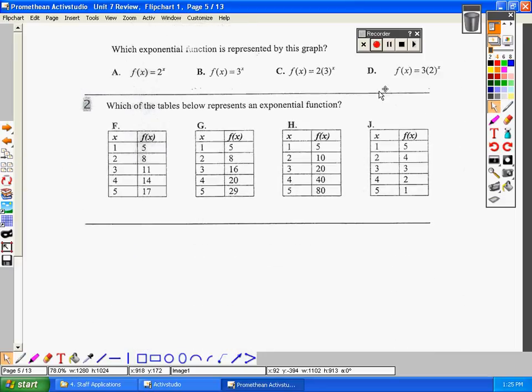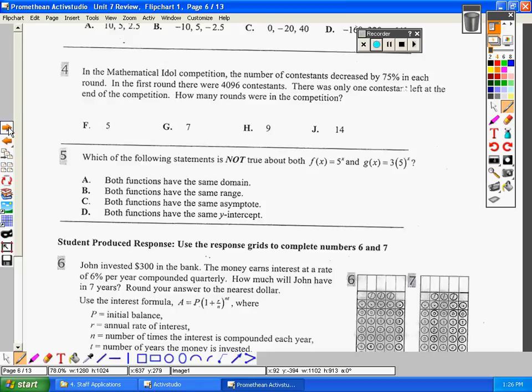Okay. Which of the tables below represents an exponential function? Remember, you're looking for the one that goes times the same thing each time as x goes up 1. And this one over here is times 2 every single time. So that is the exponential function. Next one.